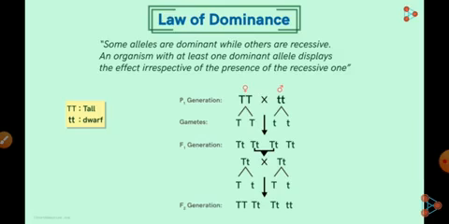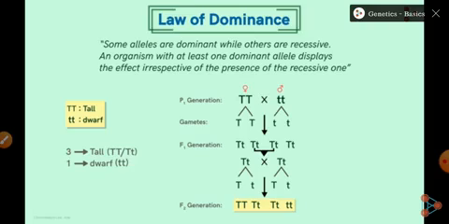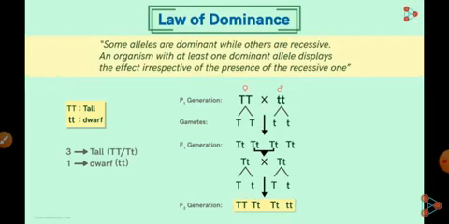Can you help me with the phenotype and the genotype of these offsprings? Here we get 3 tall plants and 1 dwarf plant. Genotypically, there is one plant that is homozygous for the dominant trait. There are 2 plants which are heterozygous, and this last one is again homozygous but for the recessive trait. So can we relate these results with our law of dominance?